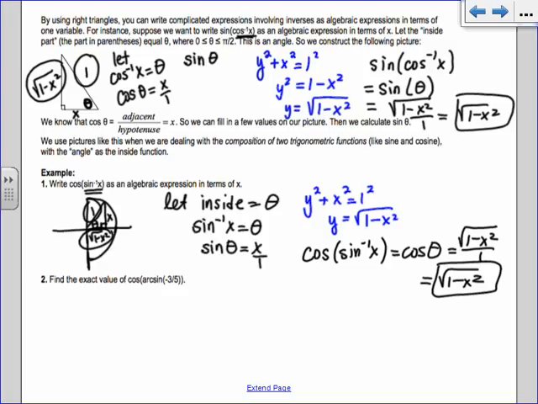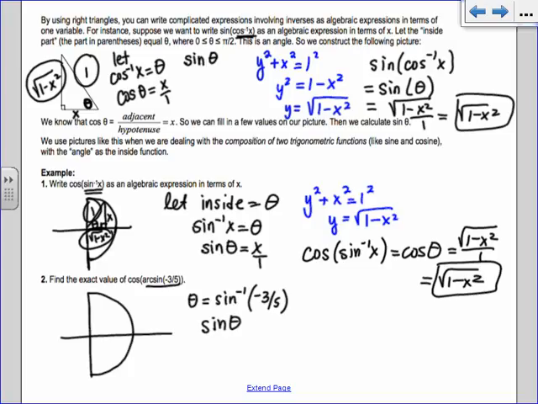Okay, number 2. So now I have numbers. Let's do the same process, but with numbers. This is why I wanted you to draw it on the right side when we have arc sine or inverse sine. So we have arc sine of negative 3/5. I'm going to let this equal theta. And arc sine, remember, is sine to the negative 1. So what we're saying is that sine of some angle equals negative 3 over 5.